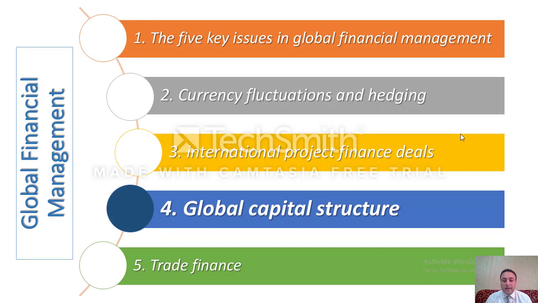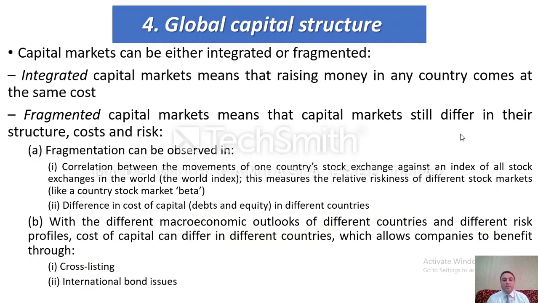What about the global capital structure? Capital markets can be either integrated or fragmented. Integrated as a whole one, or fragmented into separated ones. Integrated capital markets mean that raising money in any country comes at the same cost because it is integrated. What about fragmented capital markets? It means that capital markets still differ in their structure, costs and risks.